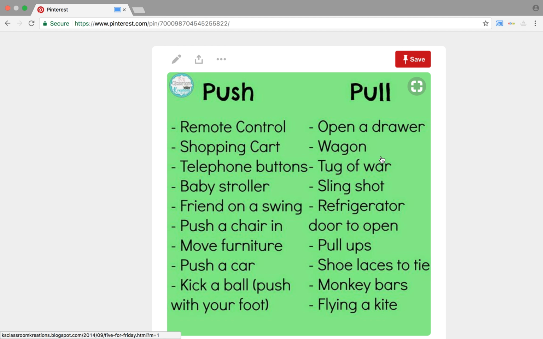I think it looks like a toy wagon. Okay, refrigerator, open the door, pull up shoelace, tying shoelace. Monkey bars, buy a card. So, pulling. The wind is also pulling it away, and then you're pulling it against the wind. It's not pushing. Why monkey bar? You're pulling yourself so you don't fall down, right?